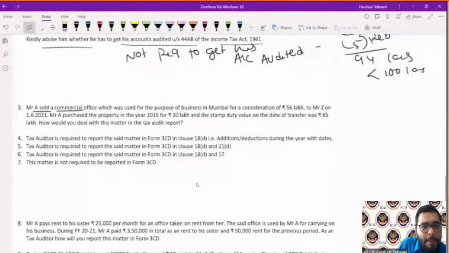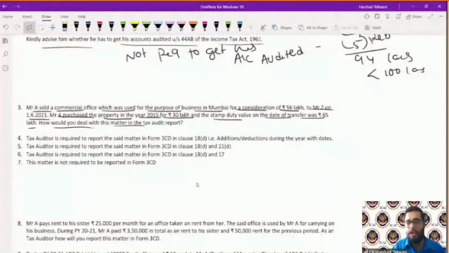Mr. A sold a commercial office, which was used for the purpose of business in Mumbai, for a consideration of 56 lakh rupees. This was sold on 1/6/2021. Mr. A purchased the property in the year 2015 for rupees 30 lakhs. The stamp duty value on the date of transfer was 65 lakhs. How would you deal with this matter in the tax audit report?